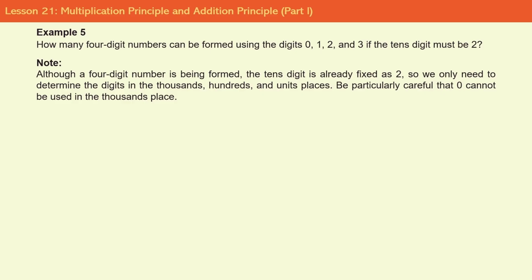Although a 4-digit number is being formed, the tens digit is already fixed as 2, so we only need to determine the digits in the thousands, hundreds, and units places. Be particularly careful that 0 cannot be used in the thousands place.